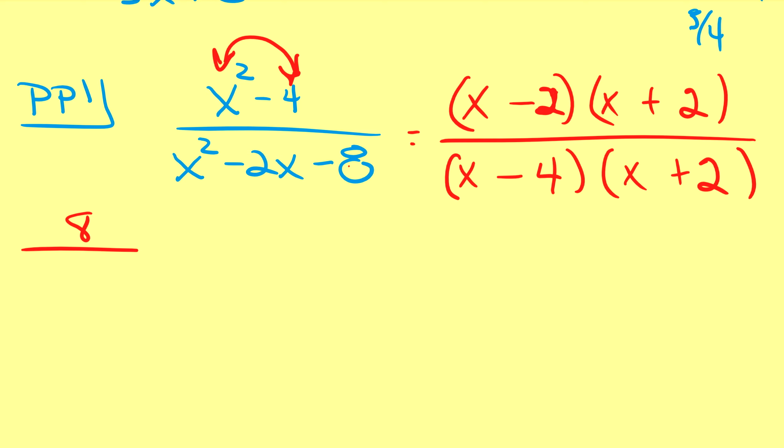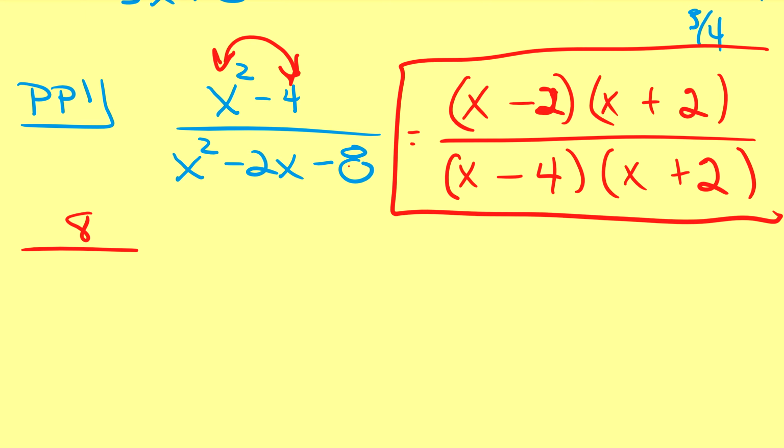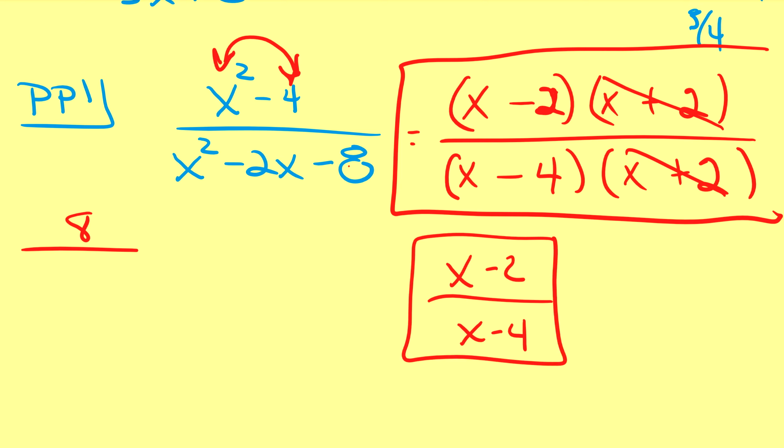All right, so then when I come over here now, these are all lined up. I just got to do my canceling of like terms. So I'll have x plus 2 over x plus 2. They cancel. And my answer is x minus 2 over x minus 4. And then I'm done.